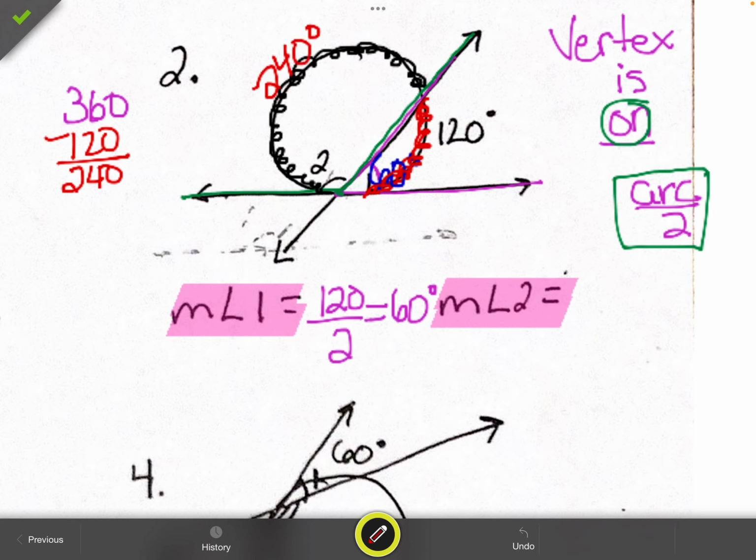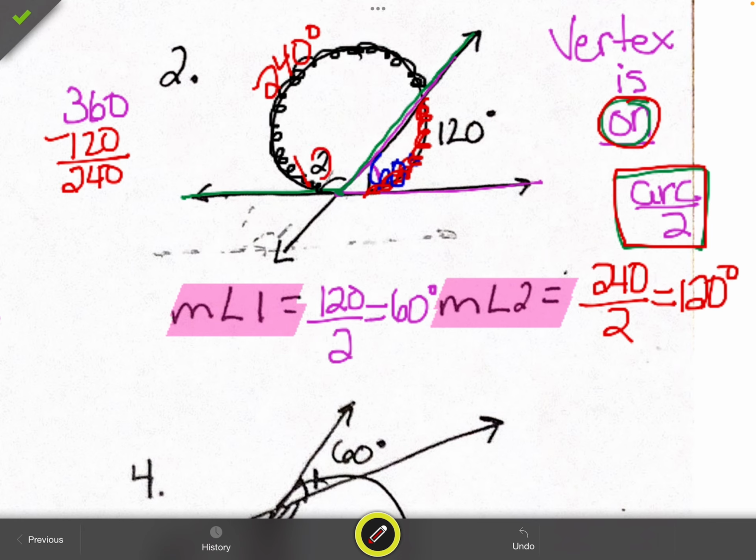So now I can actually figure out angle 2, because to find angle 2, again, I figured out my vertex is on the circle, which means I need to do arc divided by 2. To do arc divided by 2, I needed that arc measure. I just figured it out. It was 240. So I'm just going to say 240 divided by 2. And that gives me 120 degrees. So angle 2 is 120 degrees.